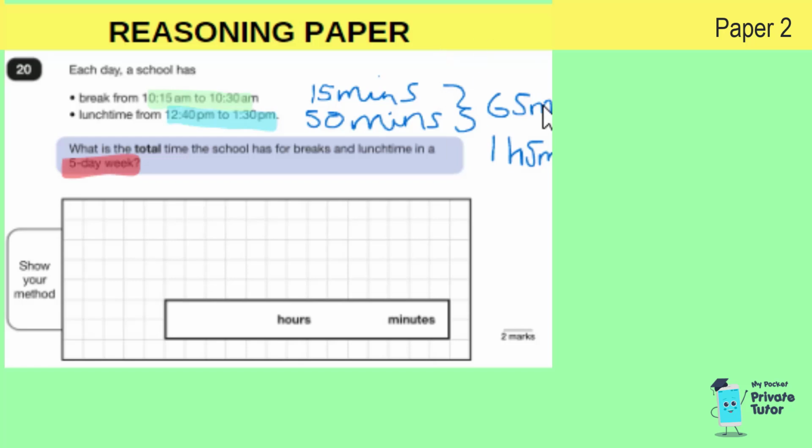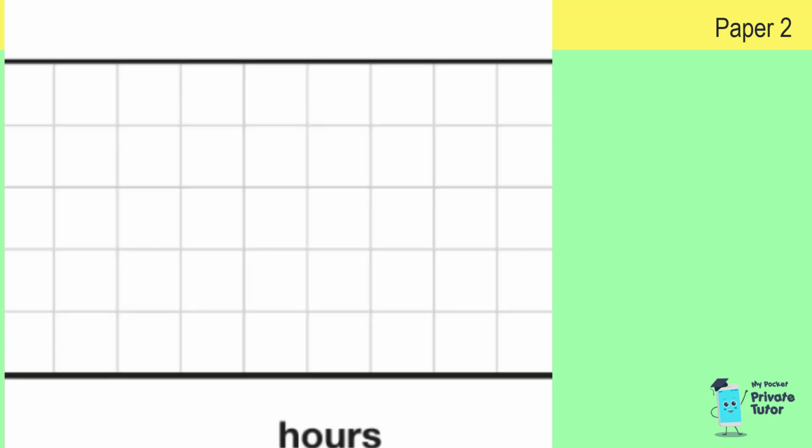Now I would be tempted to keep it as minutes until you get to the end, because we now need to multiply that by 5. It's going to be a lot easier to multiply the 65 by 5. Oh, saying that, you could do 1 hour times 5 and 5 minutes times 5. Either of those would actually work. So I've actually changed my mind.